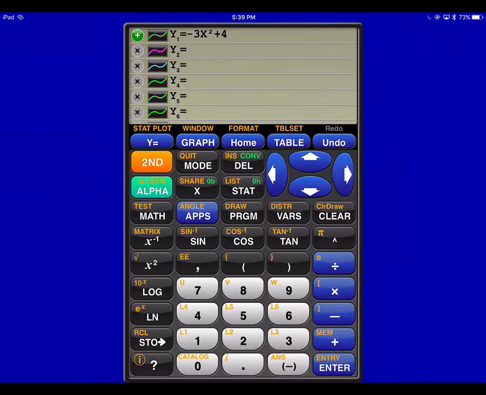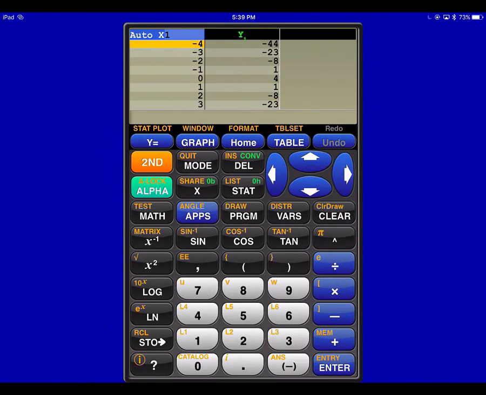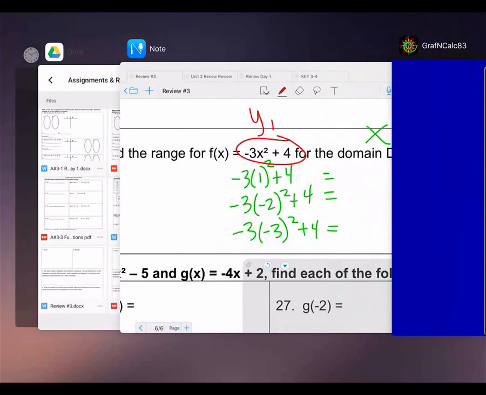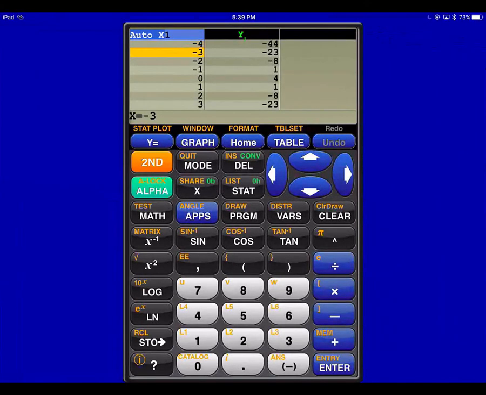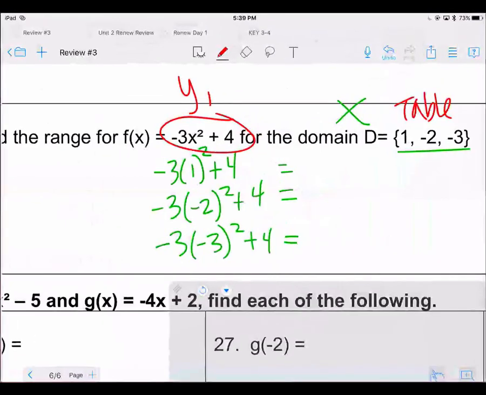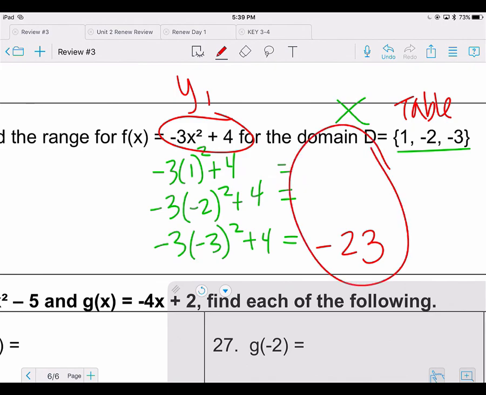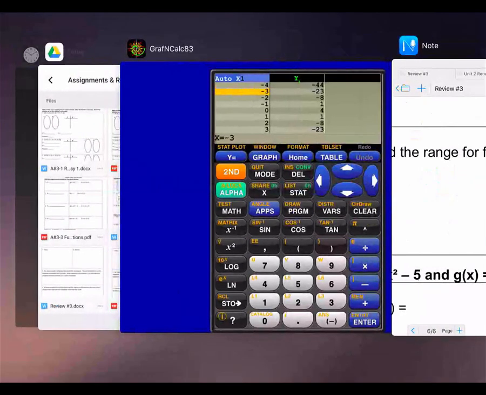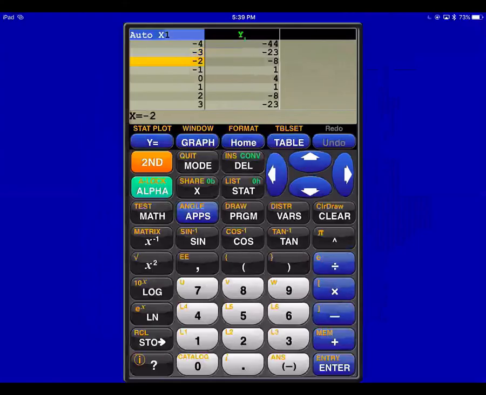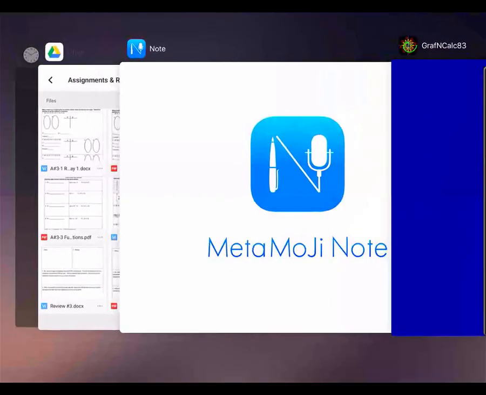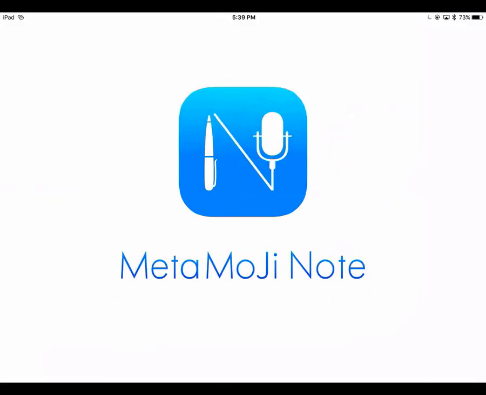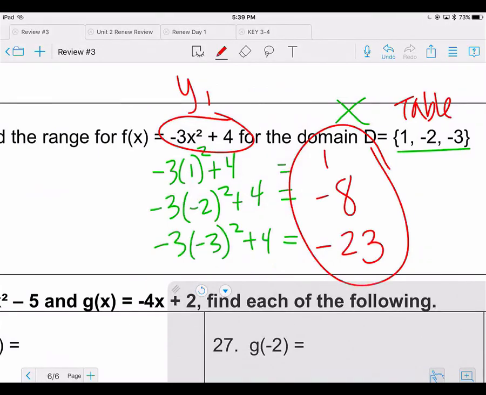If we click second graph, it will take us to the table. And we are looking for 1, negative 2, and negative 3. So negative 3 would be negative 23. I started with 3 x's, so I'm looking for 3 y's. Negative 2 would be here: when x is negative 2, y is negative 8. And then when x is 1, y is 1. So 1, negative 8, and negative 23 would be my answers.